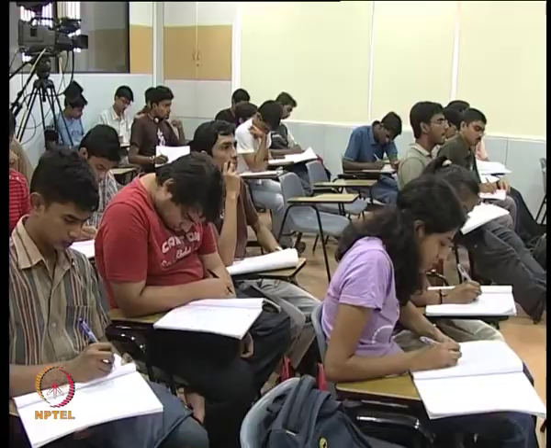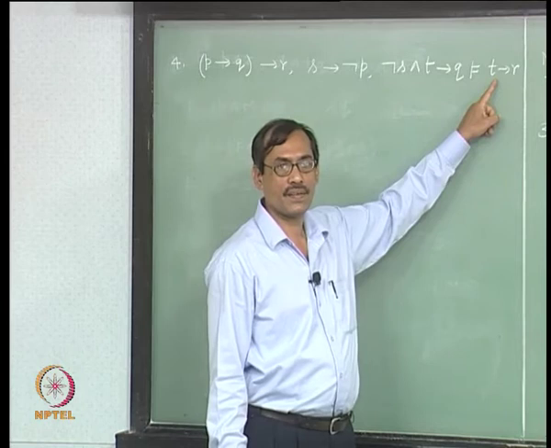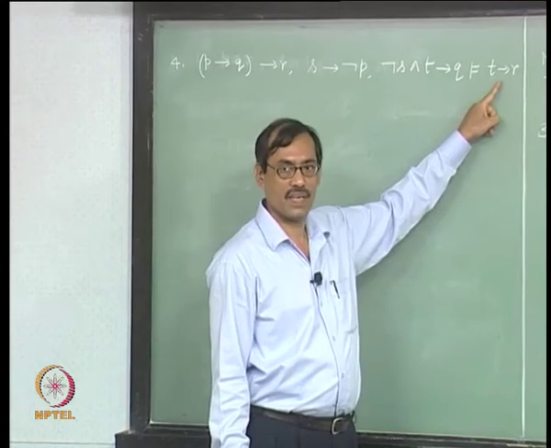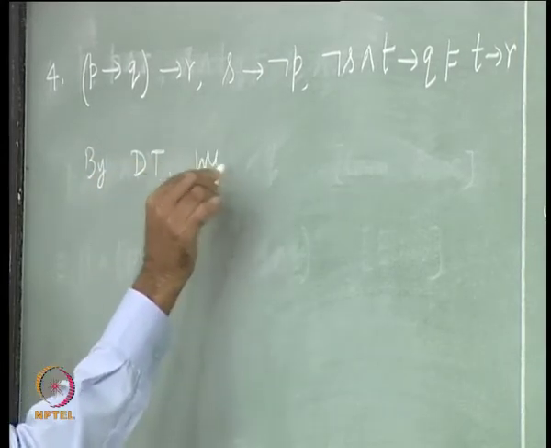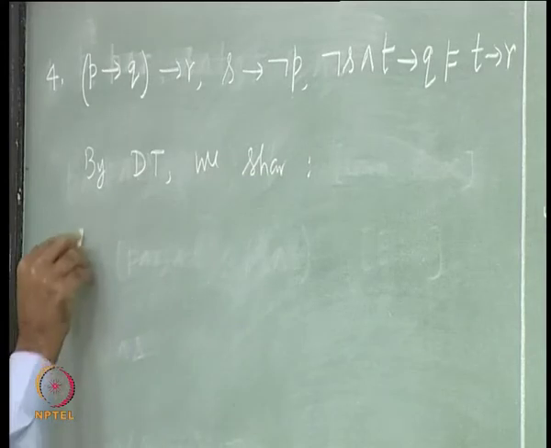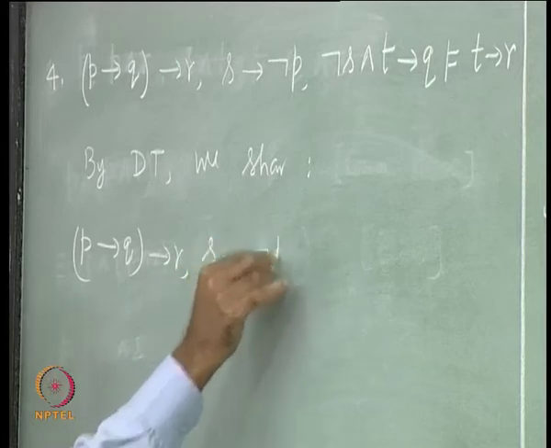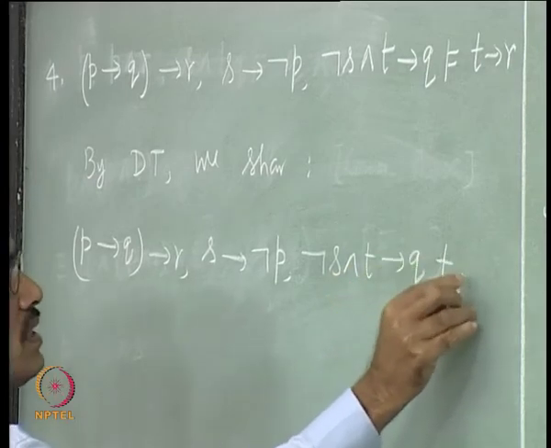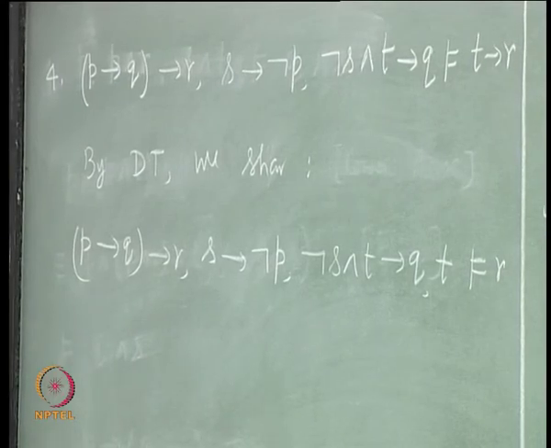So, first thing you should see is the conclusion is in the form T implies R. Okay. It is an implication. So, you can use deduction theorem, fine. So, by deduction theorem we show P implies Q implies R, S implies not P, not S and T implies Q, T entails R. So, it needs some back thinking, some backward thinking will be required here.